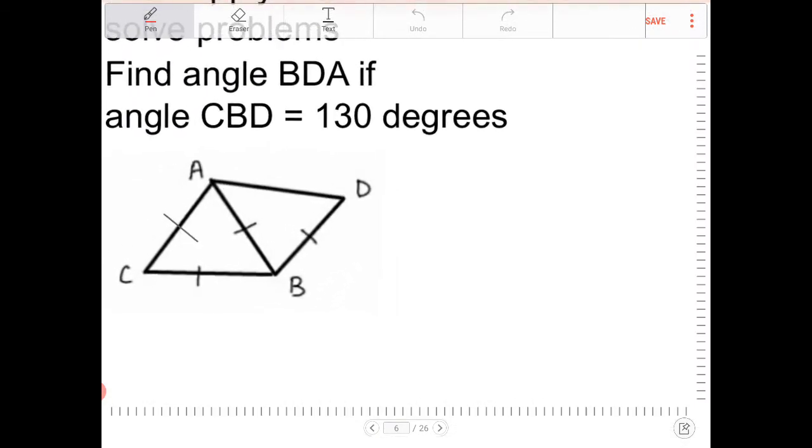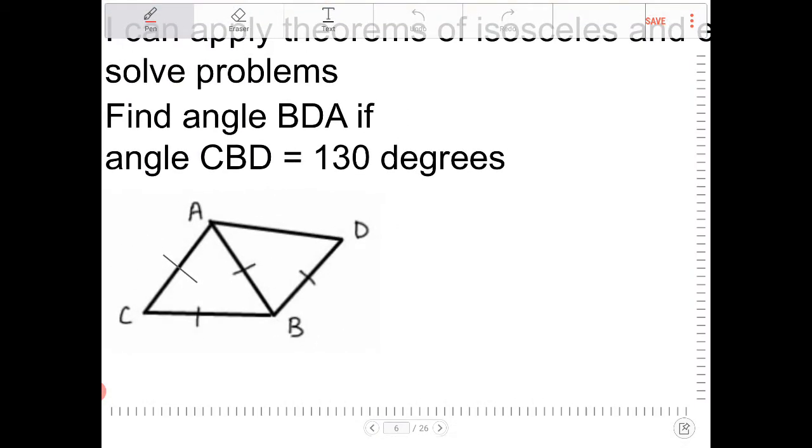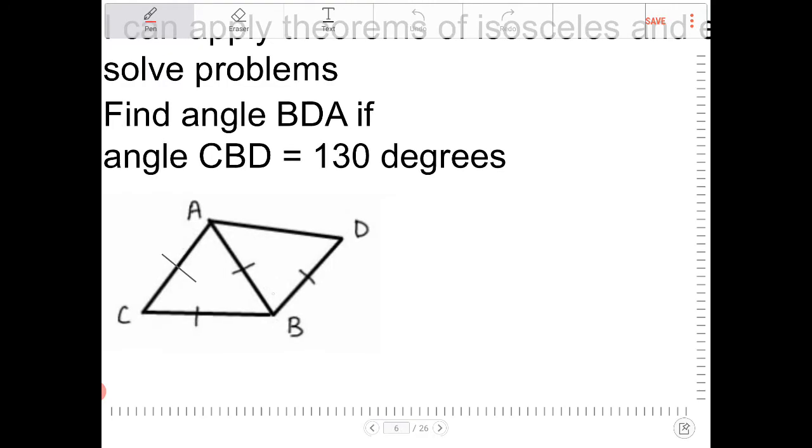I encourage you to pause the video and try to figure this problem out on your own. Here we need to find out what is angle BDA if angle CBD, which is this entire angle, is 130. What will be the angle of BDA? What's this guy right here?